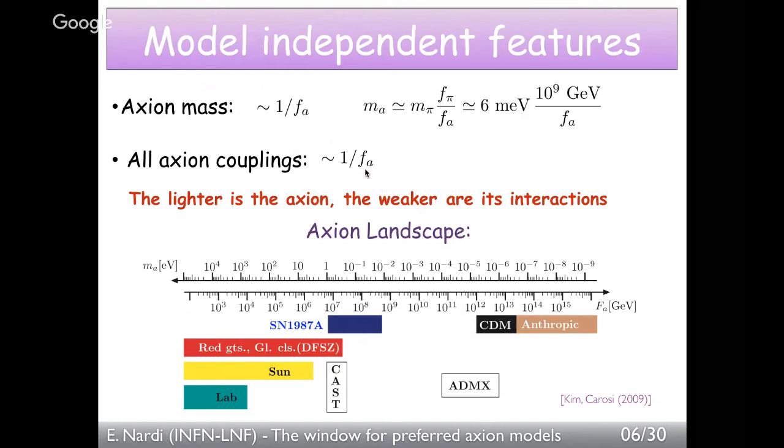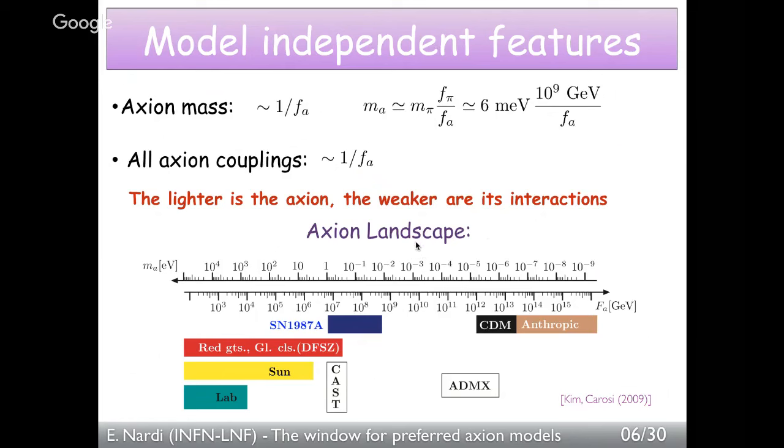All axion couplings also go inversely proportional to the F parameter. So it's very useful in experimental exclusion plots to trade F for the axion mass. So you can get plots where you have axion couplings as a function of the axion mass, which are the relevant parameters for low energy phenomenology.